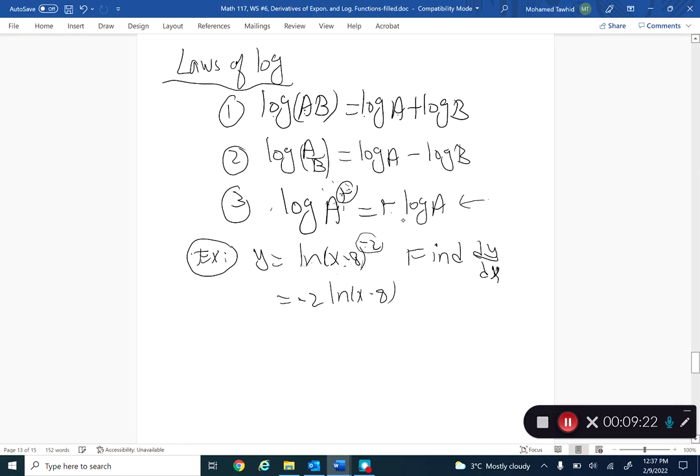Then what do you have? Negative 2, I put it in front here. Then you have ln of x minus 8, so that is your y. So now I need to get y prime. Y prime means you take the derivative of the whole thing. You have to take the derivative of the whole thing here, right?